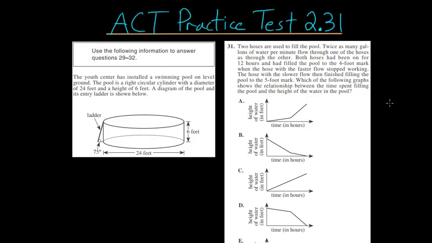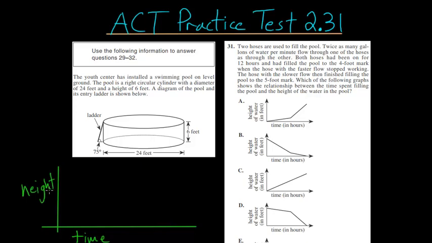Which of the following graphs shows the relationship between the time spent filling the pool and the height of the water in the pool? So let's make a quick sketch of what's actually going on here. So we know that we're filling the pool with 2 hoses, and this bottom axis, this is the time, and this top axis here, typically the y-axis, we can call this the height or the depth that the water is filled to.